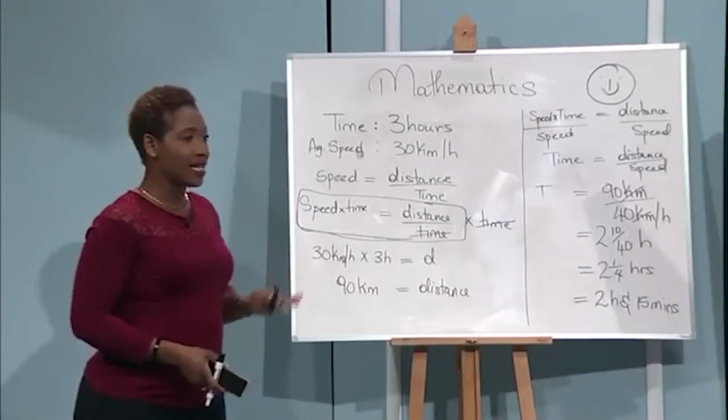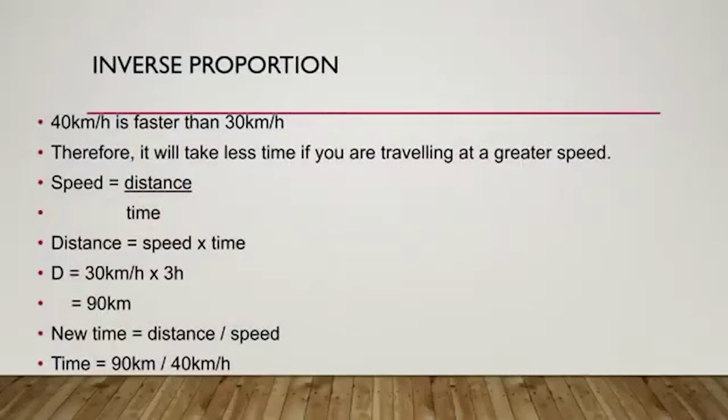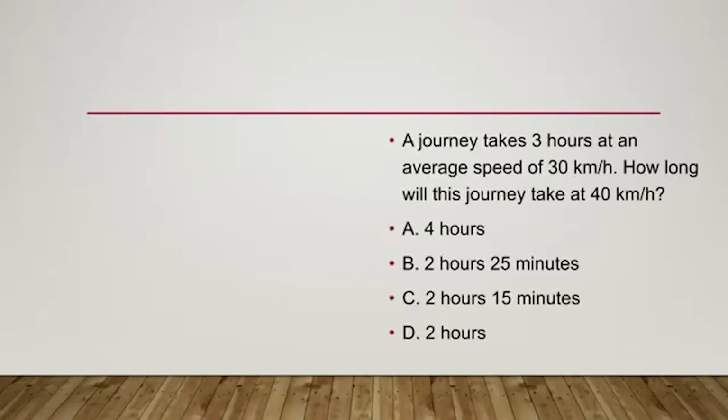Now, what kind of proportion is this? This is inverse proportion, because the speed is increasing, but the distance is, no, that's not right. It is inverse proportion because the time is decreasing as the speed increases. And remember, inverse proportion, one increases, the other decreases. Great. All right, let us look at another question.